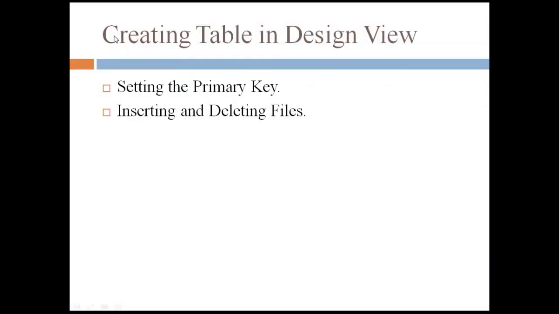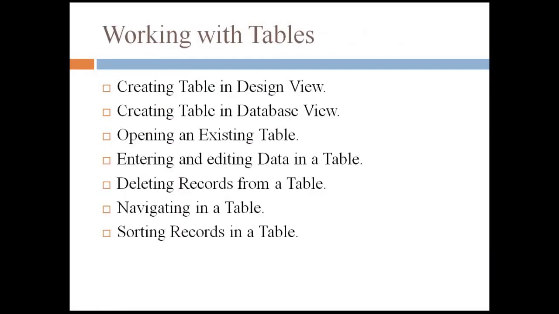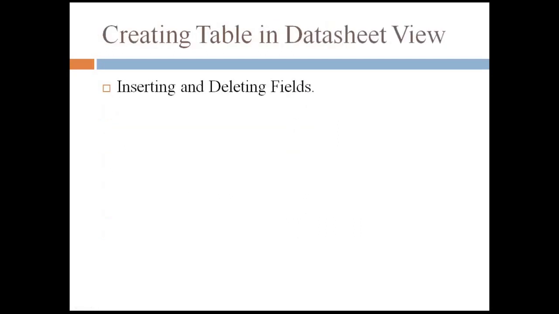You can set the primary key by creating a table in design view. Now let's see the next point from working with tables, that is creating a table in datasheet view. Here I have written database by mistake; instead of database there should be datasheet. One way we have seen, that is creating a table in design view. Now we have to see the second way, that is creating a table in datasheet view. Okay, so how to create a table in datasheet view.